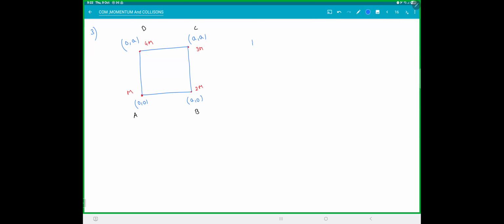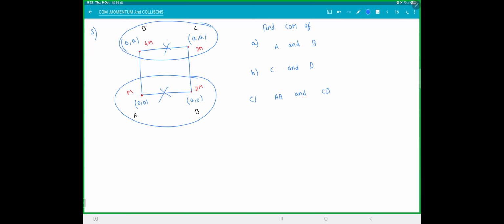First thing, find center of mass of A and B. So take A and B as a system, find the center of mass, then find the center of mass of C and D separately, and then find the center of mass of AB and CD. Meaning you took AB as a center of mass, so you'll get one center of mass, you'll get CD as a center of mass, you'll get one center of mass. I want the center of mass of these two center of masses.